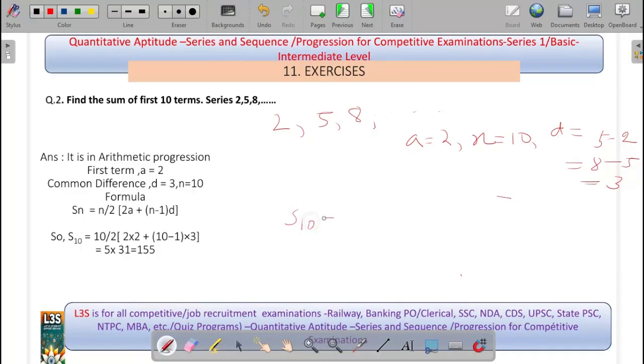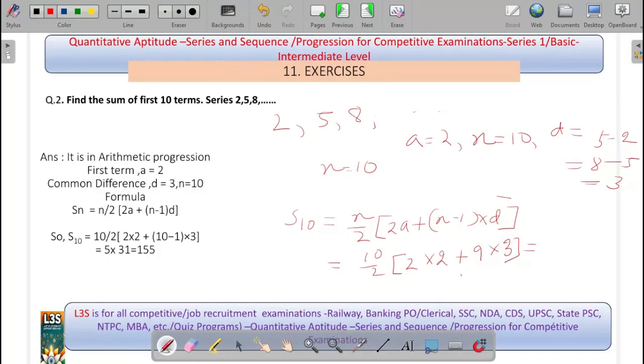Thus S10 is equal to, we know the formula, n by 2 into 2a plus n minus 1 into d. Here n is equal to 10. So 10 by 2 into 2 into 3 plus 10 minus 1, which is 9, into 4. So 5 into 6 plus 36 is 5 into 42, so this will be 210. This is how we have to do this.